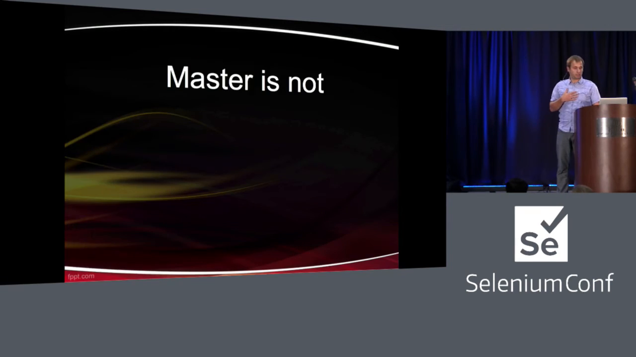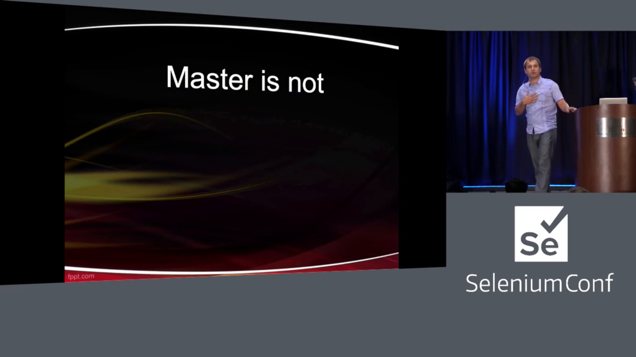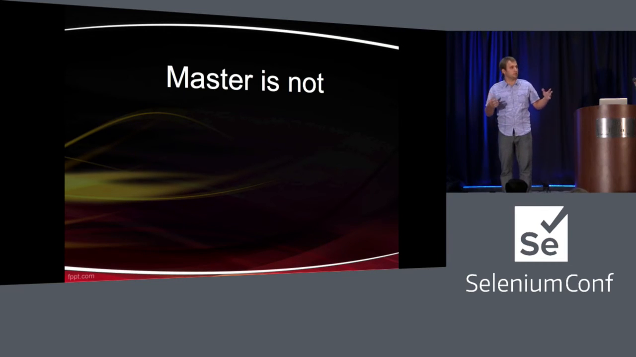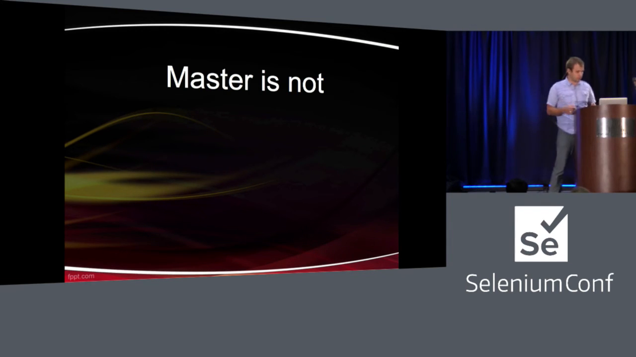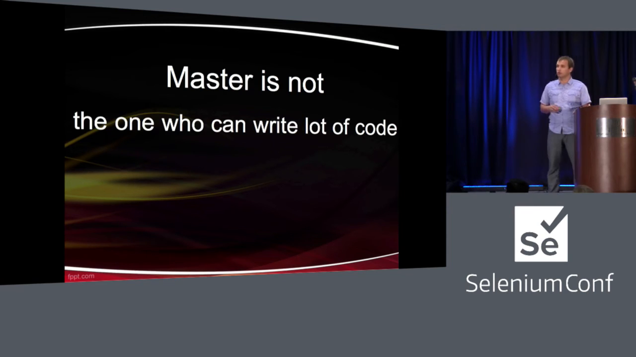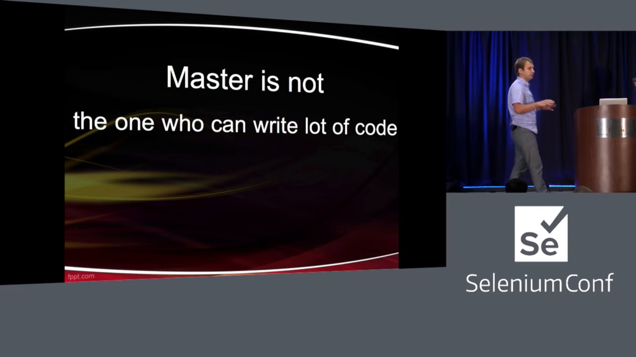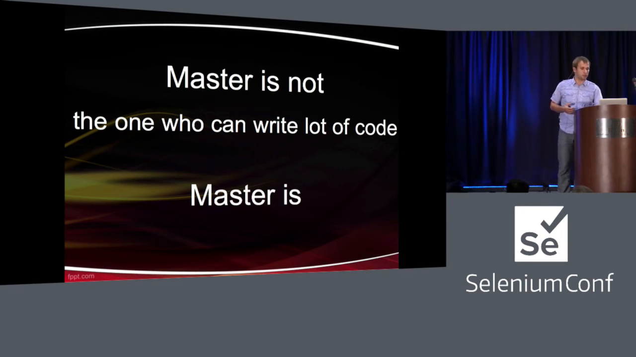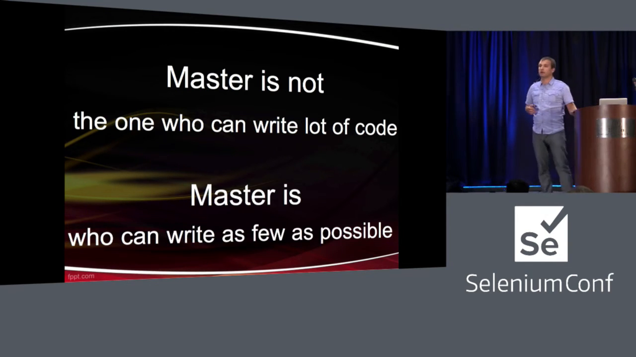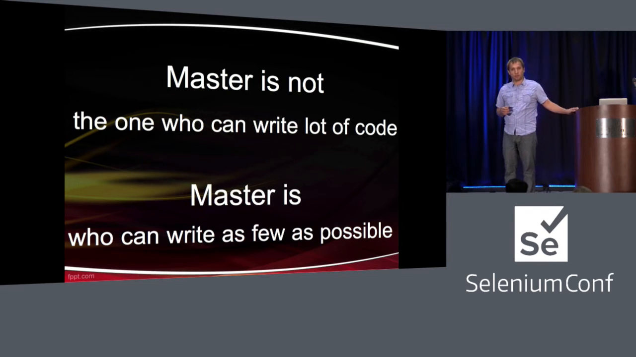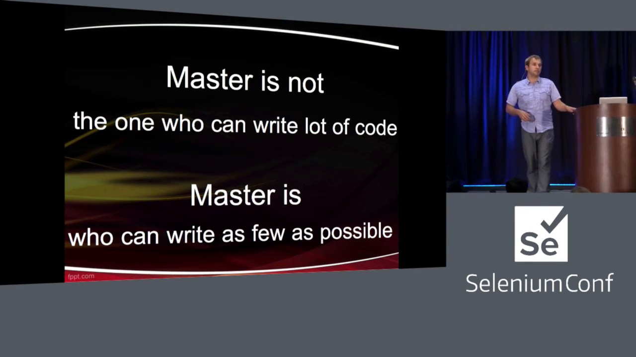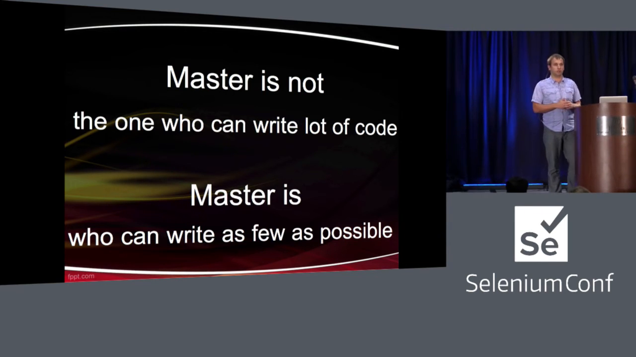The same is for us. Many of us think that mastership means that you can write a lot of code, a lot of complex frameworks, complex page objects, and so on. Actually, master is not the one who can write a lot of code, who can write complex code. I believe the master is one who can write as little code as possible, as few tests as possible, as simple tests as possible.